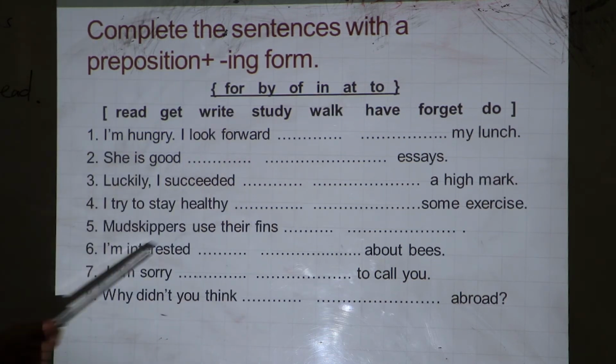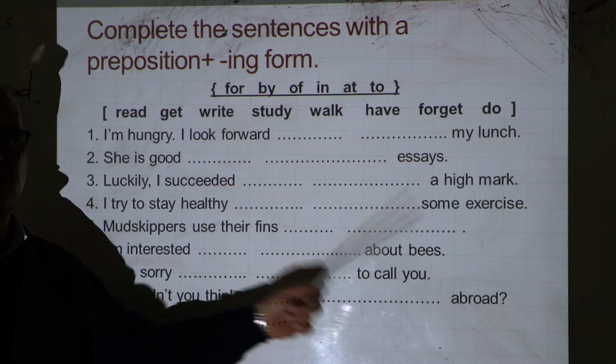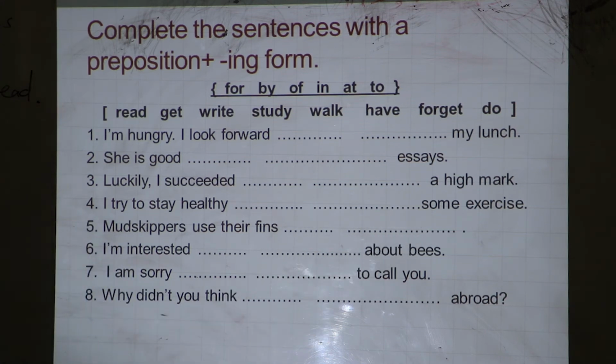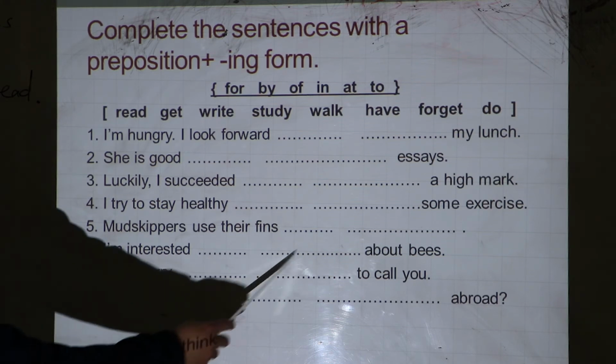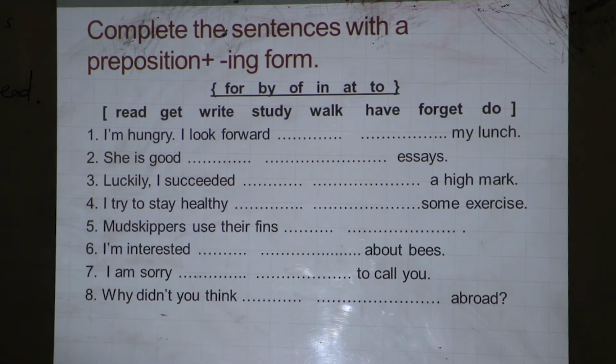Mudskippers use their fins for walking. And here, for the purpose. Number 6, I'm interested in... I'm interested in bees. I'm interested, yes, in, for example, reading about bees. We can say, I'm interested in, for example, studying about bees.